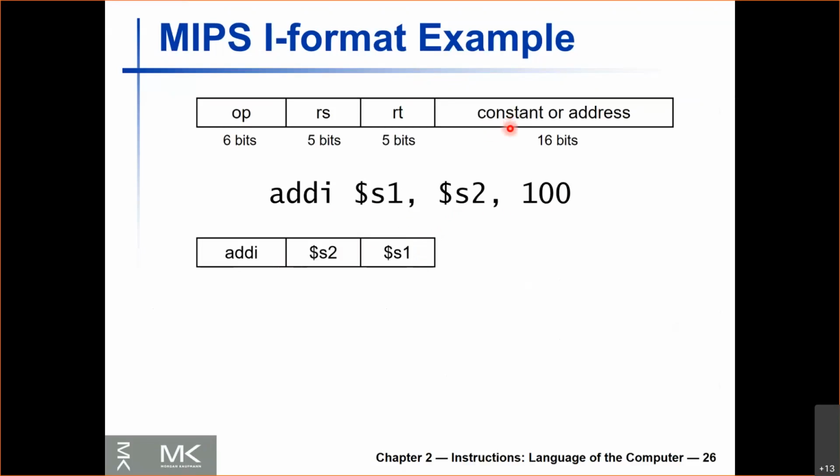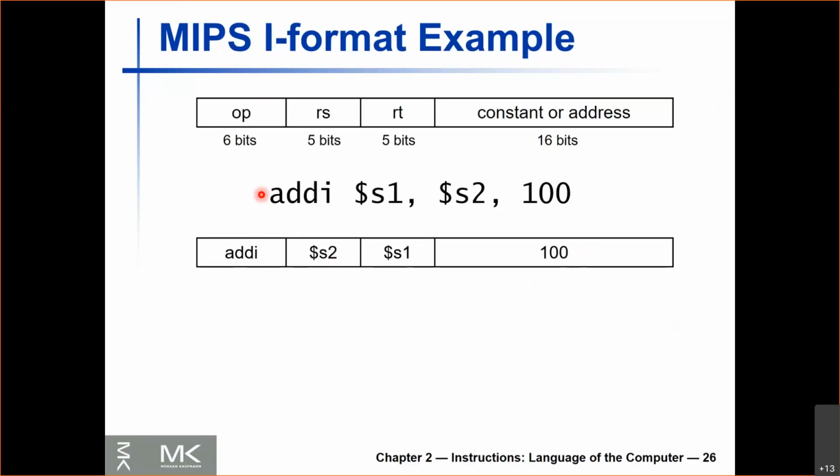Okay. Now what I have left is the constant. So what am I going to put in the constant field? I'm going to put 100, right, exactly, because 100 is my constant. So in these 16 bits, I will store 100, okay? So now I know what goes in each field, okay? Let me convert them to binary.